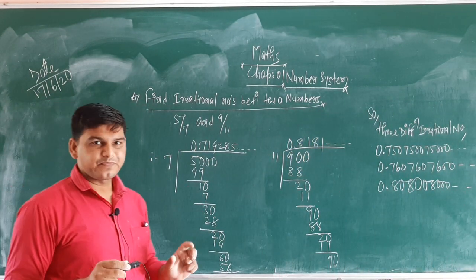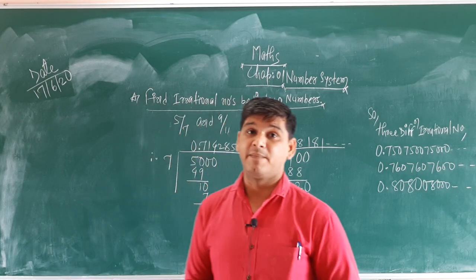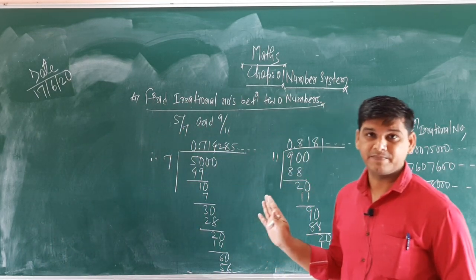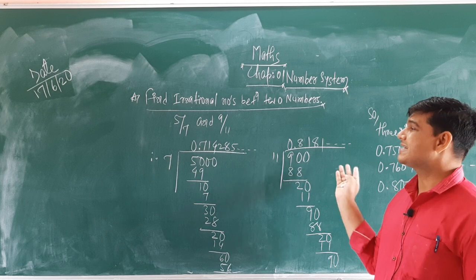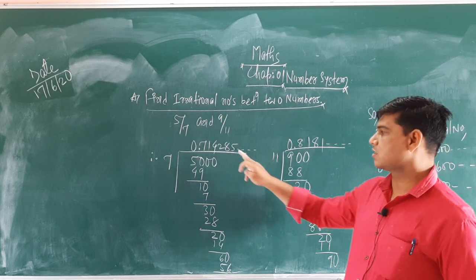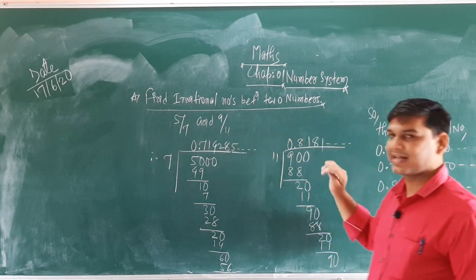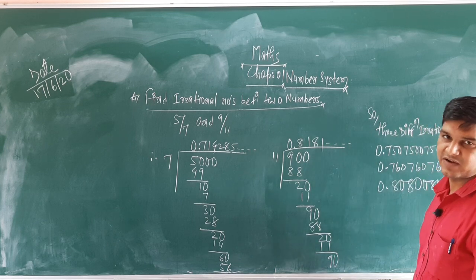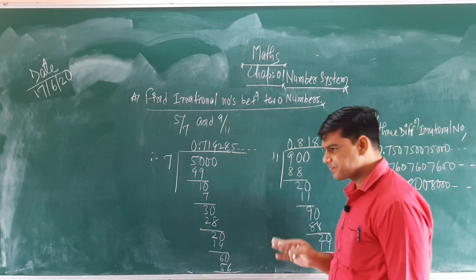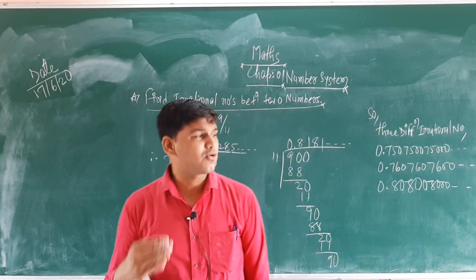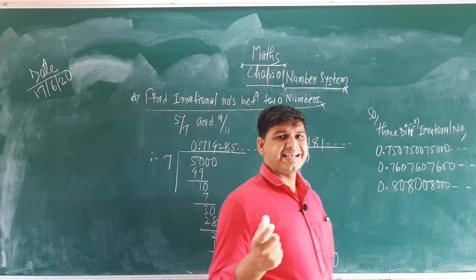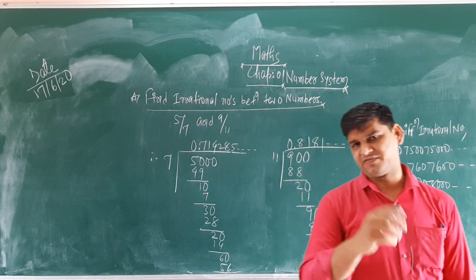It is a very easy form. If you want to find a rational number, you just balance the denominator. But if you want to find irrational numbers, you have to use the long division method, and whatever value we get between those numbers, we find the irrational number. So if you want to classify whether a number is rational or irrational, how can we classify it?